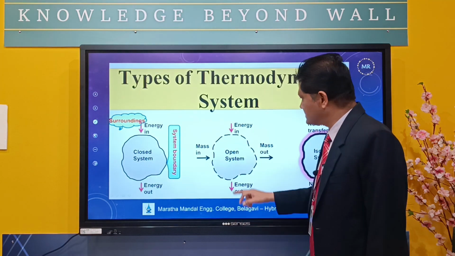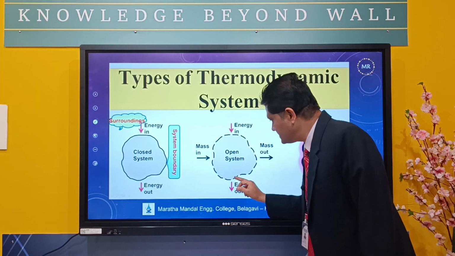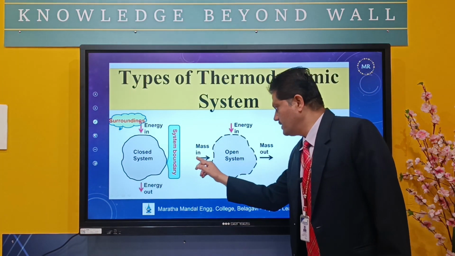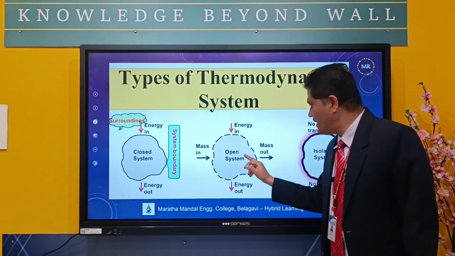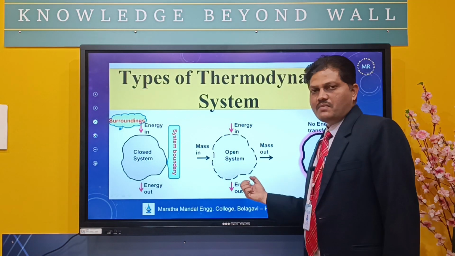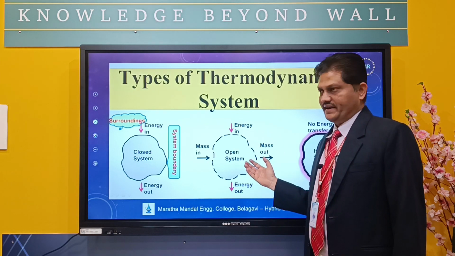Okay, so now in the open system, both the energy and the mass enter the system and leave the system boundary. It means both the energy as well as the mass cross the system boundary, isn't it?